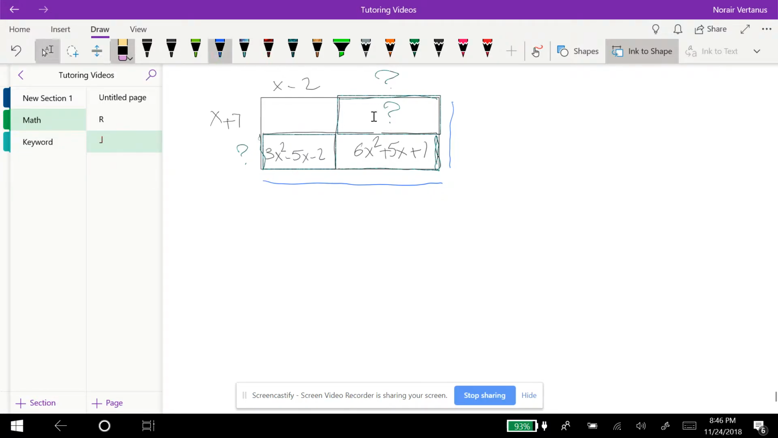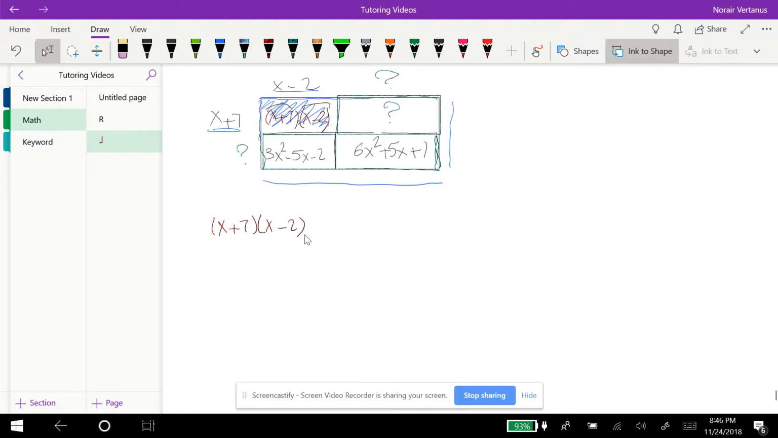So here I have x plus 7 and x minus 2. The product of these two, base times height, is going to be the area, this area, which is going to be x plus 7 times x minus 2. That's in product form, right? Because it's the product, the multiplication, of these two binomials, this binomial and this binomial. So it's going to be x plus 7 times x minus 2.